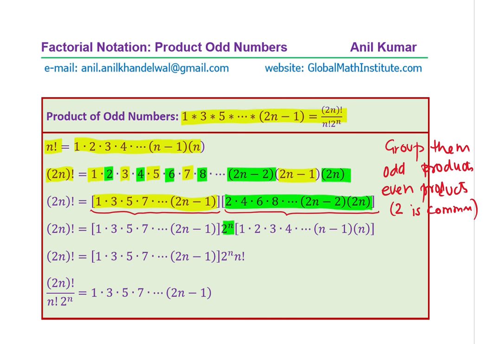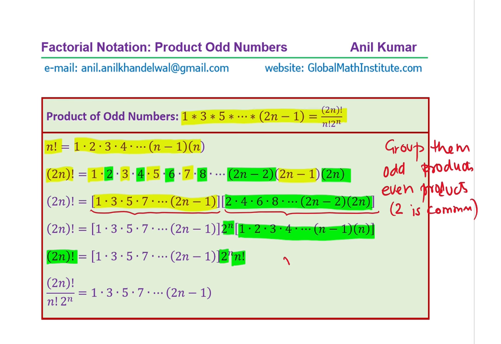So when you factor out 2 from each, what you get here is the product of n natural numbers, 1, 2, 3, 4, 5, 6, 7, up to n, right? 2n divided by 2 is n. So that is how you get this product of n natural numbers, which could be written in short as n factorial, and 2 to the power of n is by itself. So what we know now is 2n factorial is the product of odd numbers times 2 to the power of n times n factorial. Rearrange, correct?